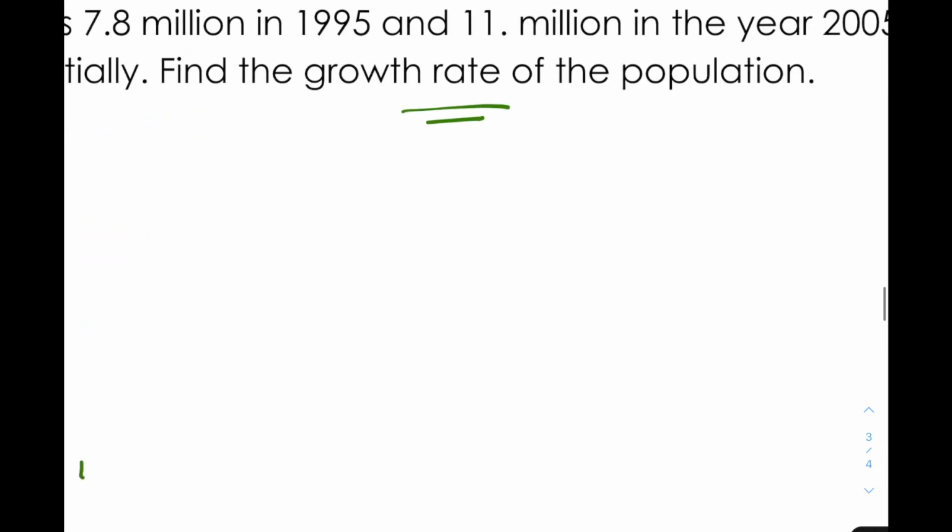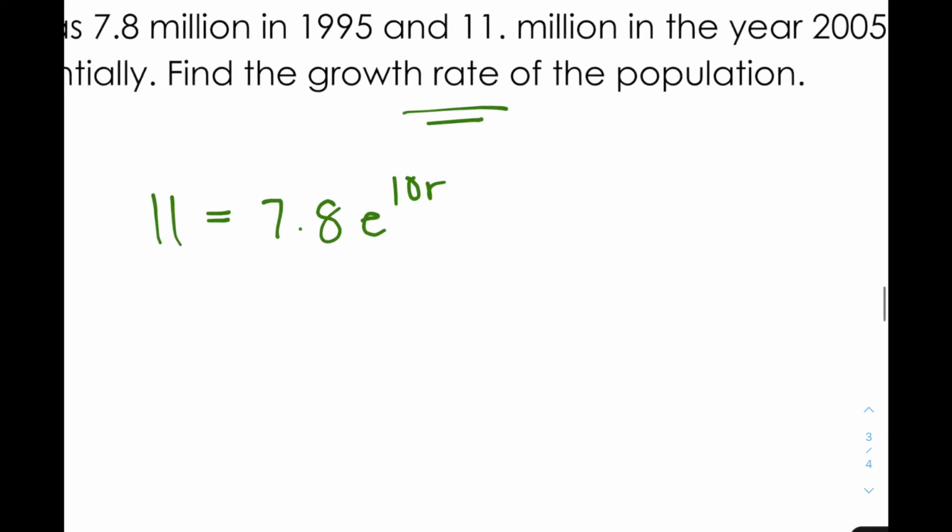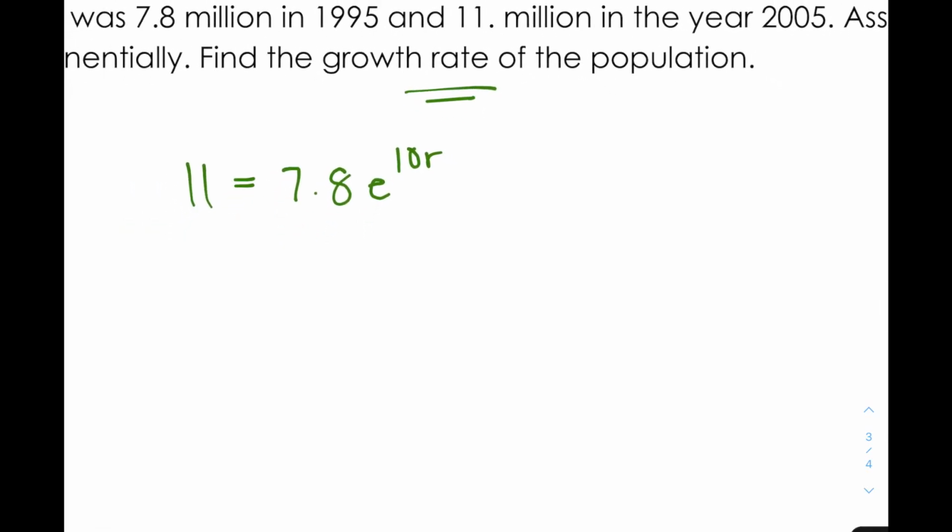Okay, so now I just plug it in. So we're going to have 11 equals 7.8 e to the 10r. Right? I've just plugged it into our formula that we have here. This is an exponential equation. We need to use strategy 4. Right? We can't write e and 11 or 7.8, whatever it is, with the same base. So we're going to have to use strategy 4. But before we can use strategy 4, we need to be able to isolate the exponential. Because if we were to take the log right now, it wouldn't work. It wouldn't give us what we're looking for.